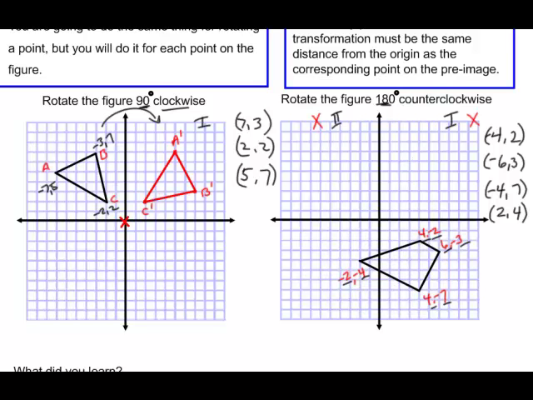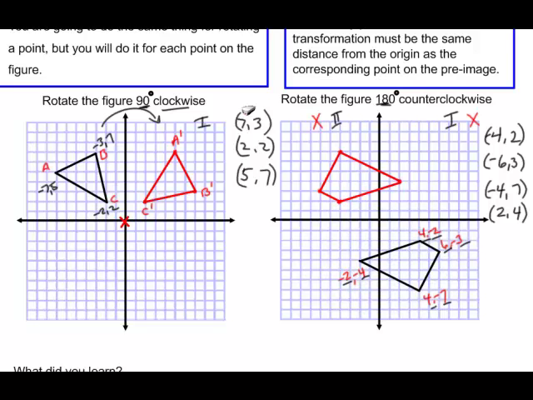So now if I were to plot them, negative 4, 2, negative 6, 3, negative 4, 7, 2, 4, connect them, and I have the same type of quadrilateral. If I go ahead and take each of these and turn them, eventually it'll land on that.